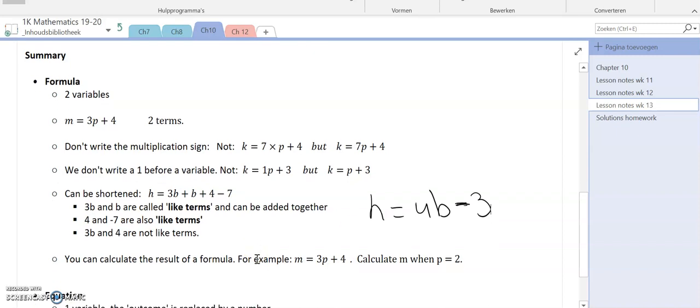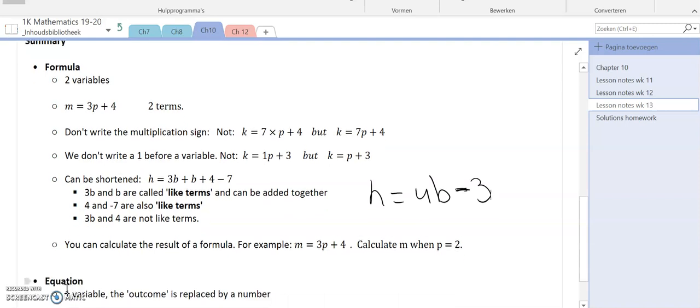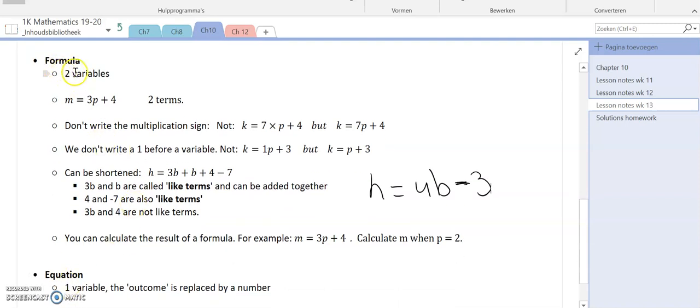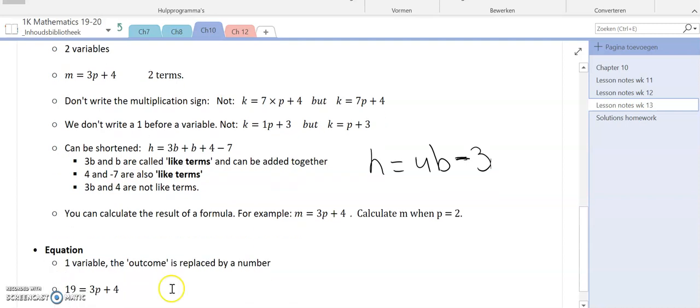Okay, we also learned equations, and they look like formulas, but it's a little bit different, because a formula has 2 variables and an equation has 1 variable, and the outcome is replaced by a number. For example, we had the formula m is 3p plus 4, and now we replaced m, the outcome of the formula, with 19.